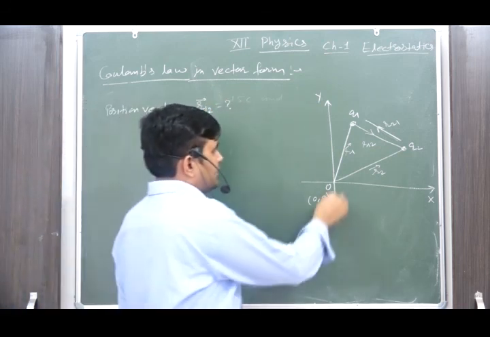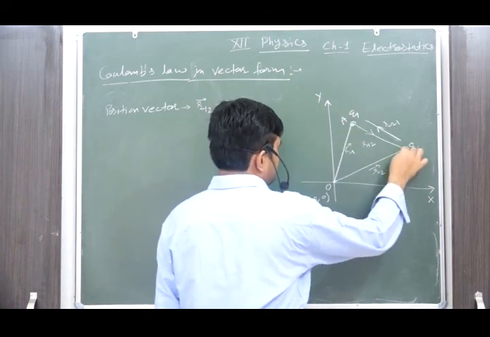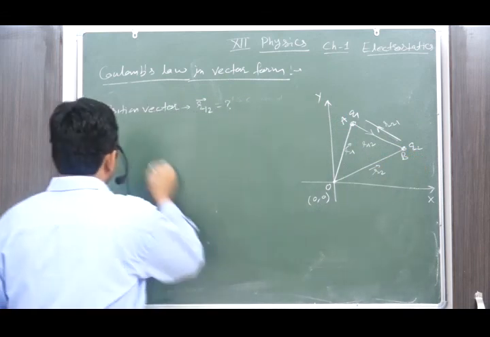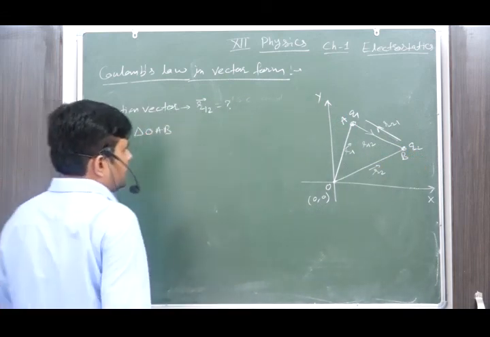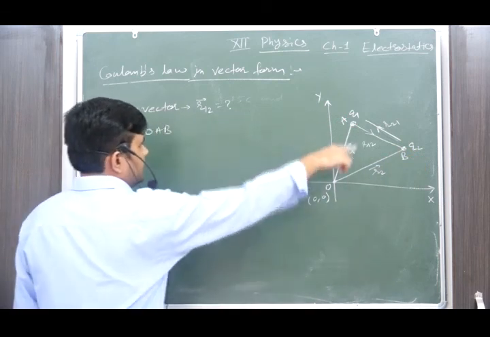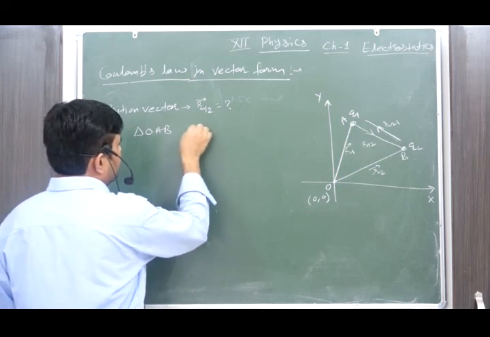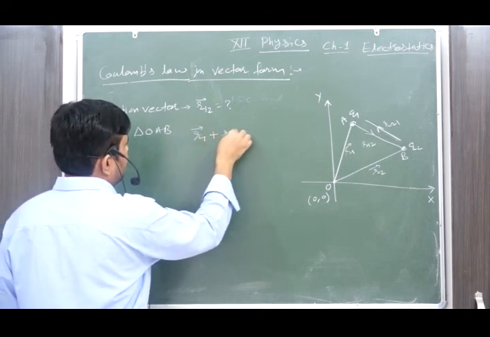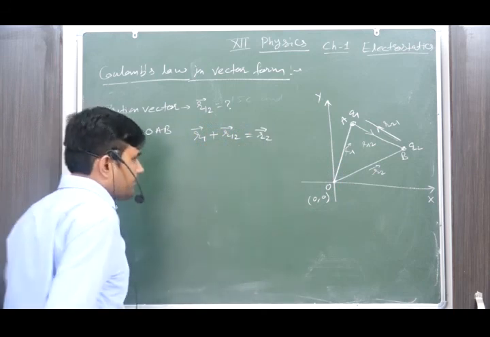To find this, we are just concluding the formulations. It is point A. We are considering the triangle OAB, and as per the triangle law of vector addition, R1 vector plus R12 vector is equal to the R2 vector.